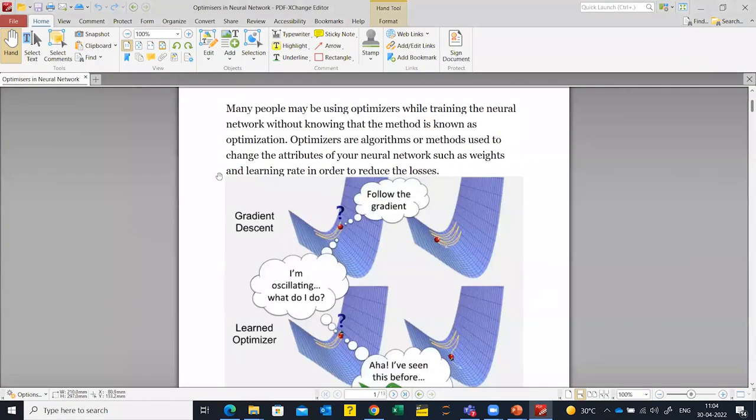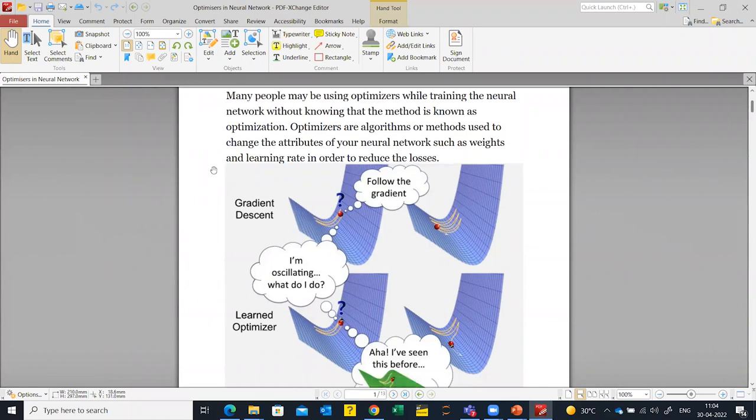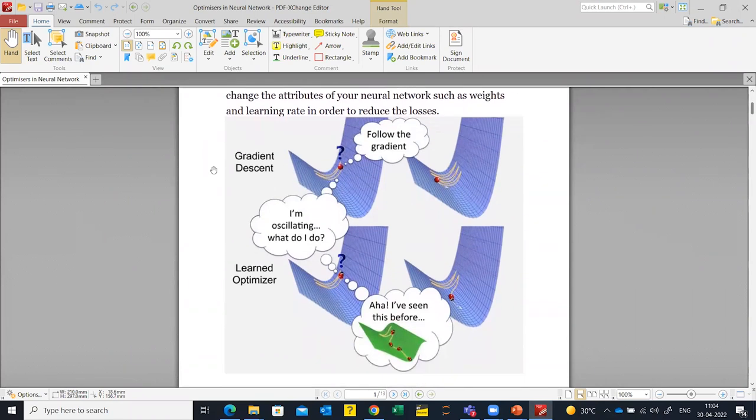So that's why it says many people may be using optimizers while training the neural network without knowing that the method is known as optimization. Optimizers are algorithms or methods used to change the attributes of your neural network, such as weights and learning rate, in order to reduce the losses. We all know what learning rate is, but if you don't remember, don't worry, we'll go through that again. Now in this picture, it says I am oscillating, what do I do?